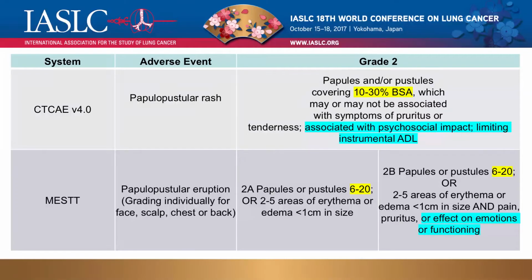But what I want to show you is that the reason why we think that using a more specific tool like MESTT is better is because if you look at the wording of some of these toxicities, they're much more specific to tyrosine kinase inhibitor-associated toxicities. And of course, it's more descriptive as well, like how many of the pustules we observe in our patients, what is the number of areas that are involved, whether or not they affect certain types of emotional functioning, et cetera. So a lot more specific compared to CTCAE.